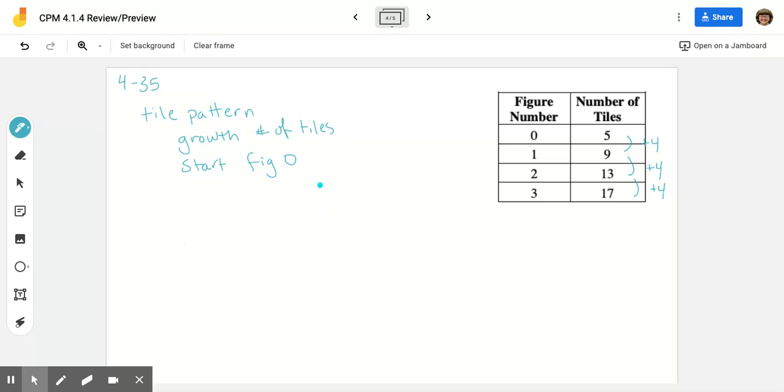And then part B asks you to identify the growth factor, show where the growth factor appears in the table, which we have done, and then show where it appears in the tile pattern. So when you make your tile pattern, show where that growth is.